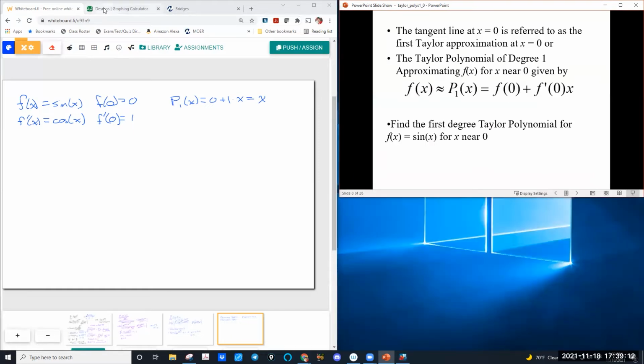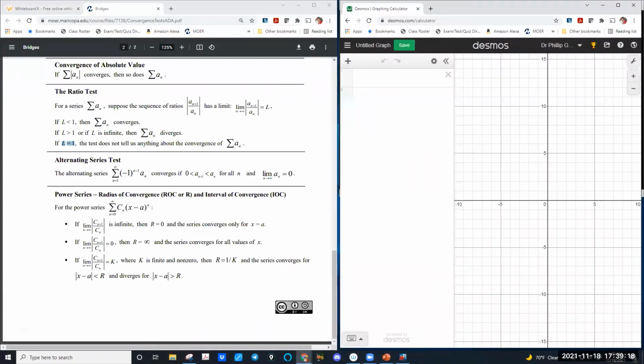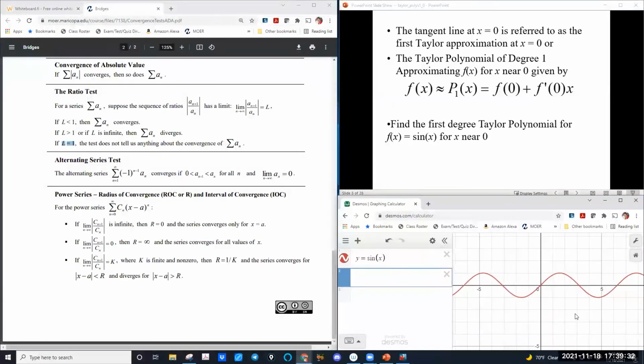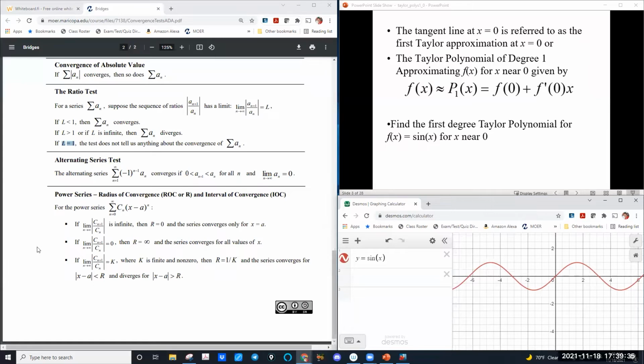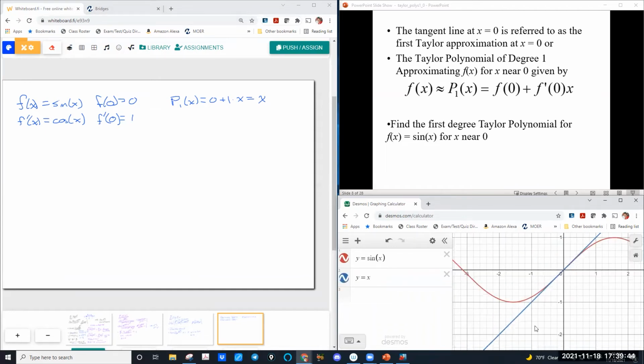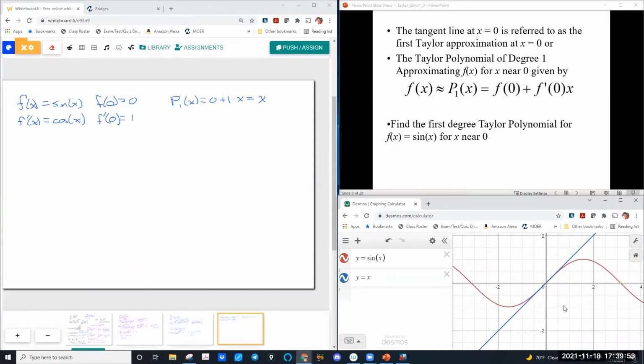So we can kind of watch what's happening. We'll just use Desmos for right now. Okay, so what we're trying to do is match sine of x. Okay, so there's our function. All right, so our first degree Taylor polynomial is just x. And if we zoom in, we see that it is a pretty good approximation locally, but it doesn't have any concavity. So we want to add in concavity.